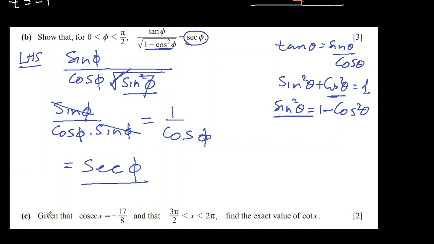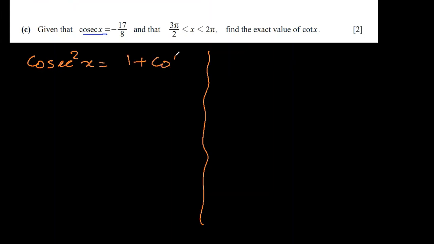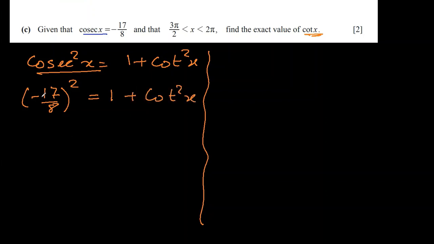Done. Okay. Given that cosecant x is minus 17 over 8, find the exact value of cot x. We can do it 2 ways. Let me do both ways. The first way, we know, and this identity is in your formula sheet, that cosecant square x is 1 plus cot square x, which is what is being asked. So cosecant square x is minus 17 over 8 squared, equal to 1 plus cot square x.